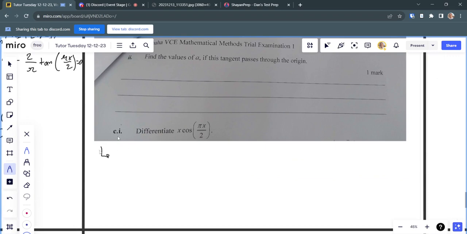Differentiate x cos pi x over 2 is again pretty simple with the product rule. It's going to be cosine of pi x over 2 plus or minus x sine pi x over 2 times pi over 2.